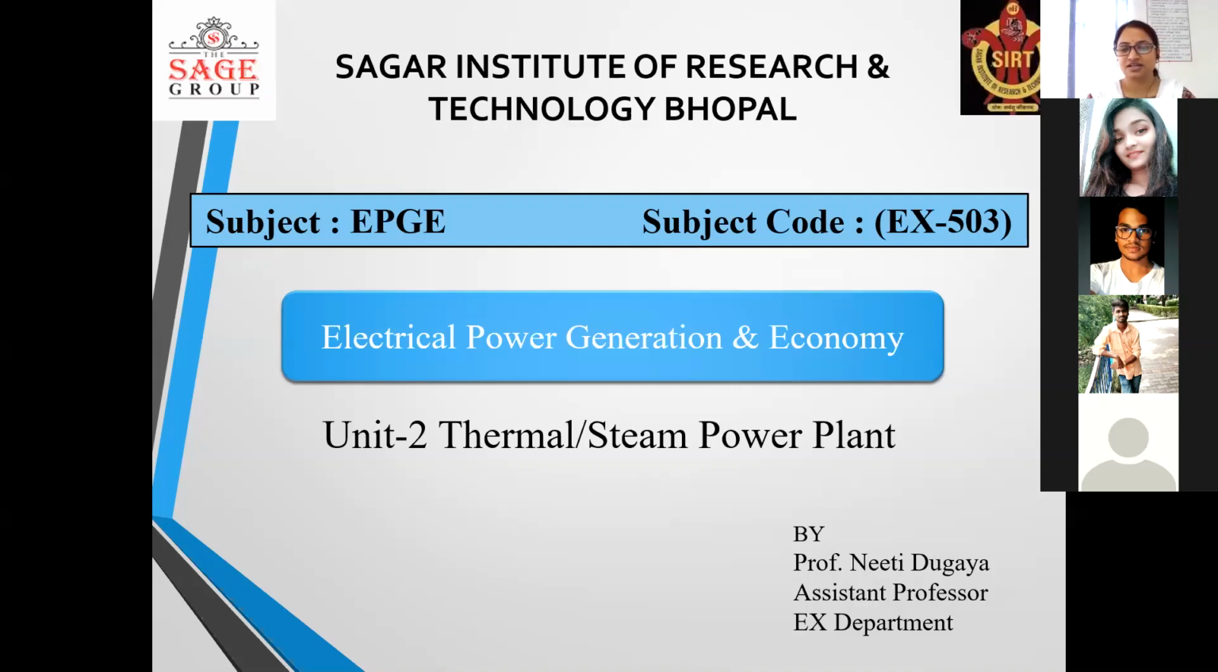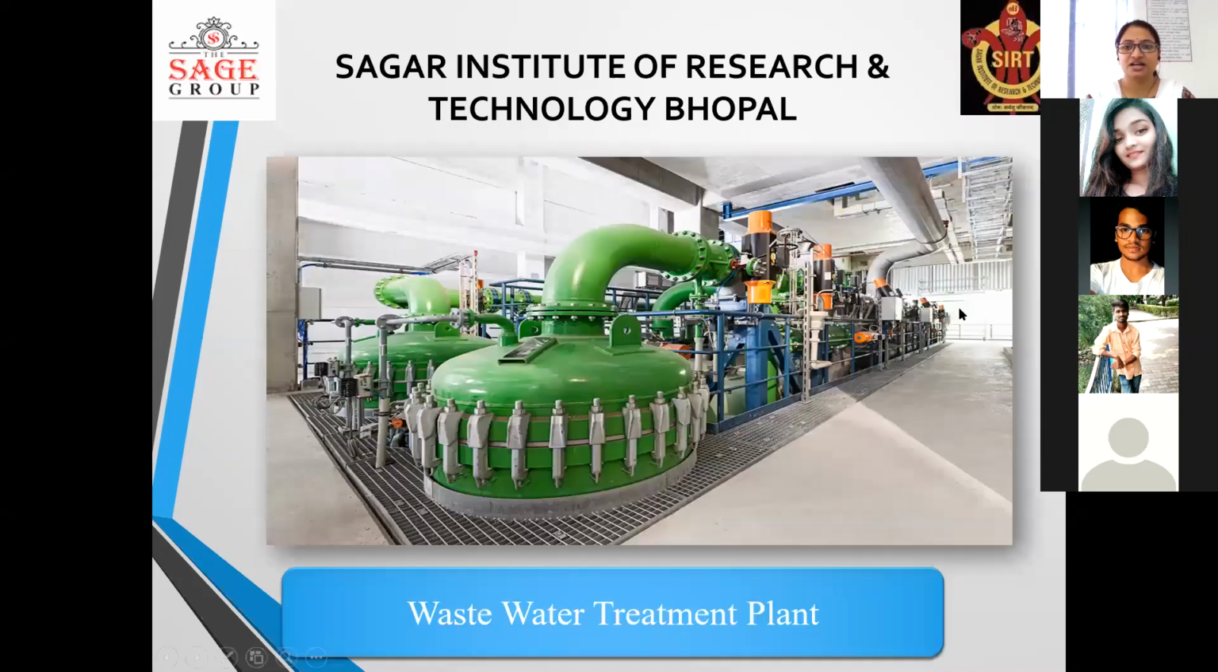This is our second last topic of Unit 2, that is steam generation plant. Our subject is electrical power generation and economy, whose subject code is EX503 and subject name is EPGE. Our topic for today is water treatment plant. We have discussed the working of steam power station, and this is the wastewater treatment plant, which is a part of the schematic diagram of a steam power station.